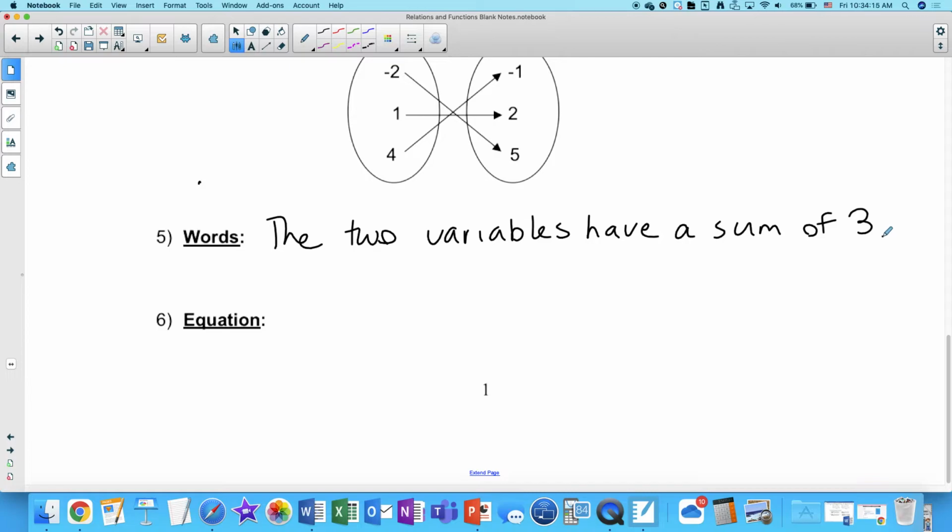Right? With all of those other descriptions that you guys offered, although they're true, I want more than that. I want a description where if I know one, I can figure out the other. So saying that one goes down by 3 and one goes up by 3, right? That doesn't necessarily tell me if I know that x is 0, what's y. Whereas here, if I know, let's say x is 5, y has to be -2, because those are the two numbers that add to 3. The equation would be the variables have a sum of 3, so x plus y equals 3.